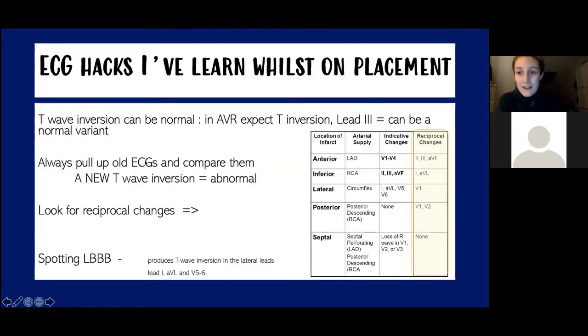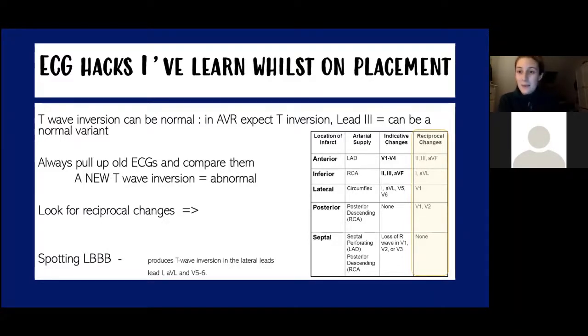So T-wave inversion can be normal. So don't worry when you hear someone say, oh gosh, they've got T-wave inversion in AVR. That's okay. That's not to worry. And also lead 3 can have a normal variant of T-wave inversion. So if you've got the possibility to pull up old ECGs, make sure you do that, and you could spot that that is actually something they've had for 10 years.